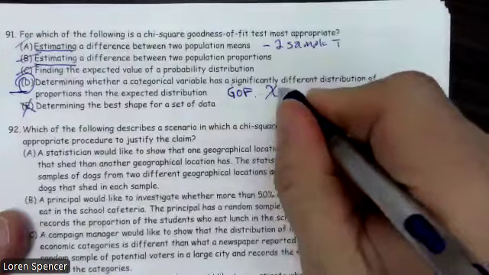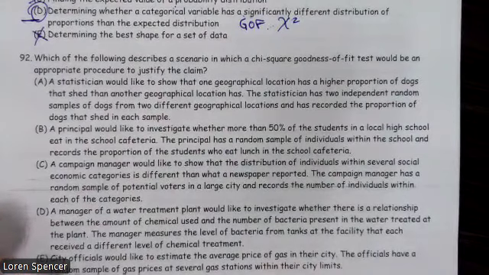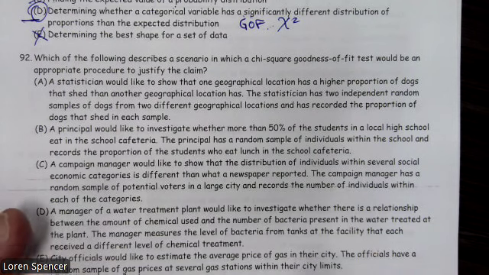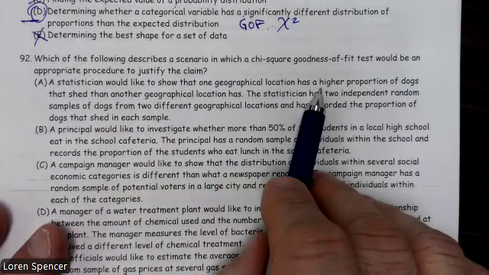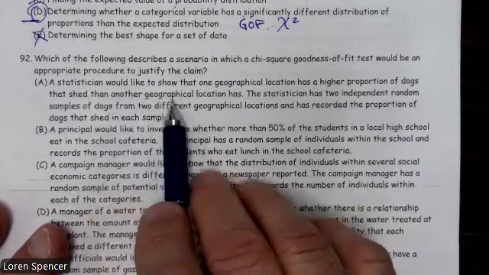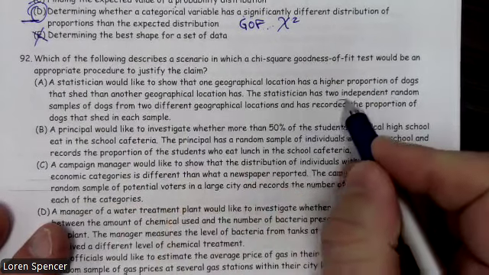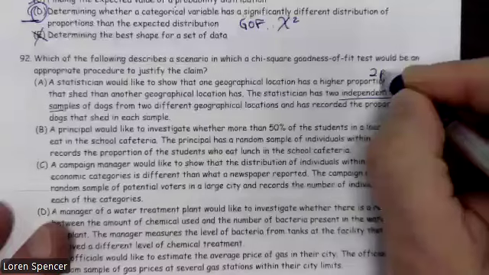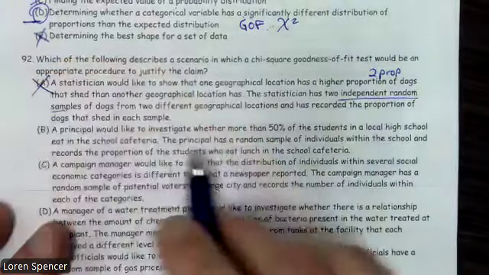All right, 92. Which of the following describes a scenario in which a chi-square goodness of fit test would be an appropriate procedure to justify the claim? A statistician would like to show that one geographical location has a higher proportion of dogs that shed than another geographical location. Well, in this case, we're comparing, and we have two independent random samples. So this is going to be a two proportion Z test. So that's not going to be it.